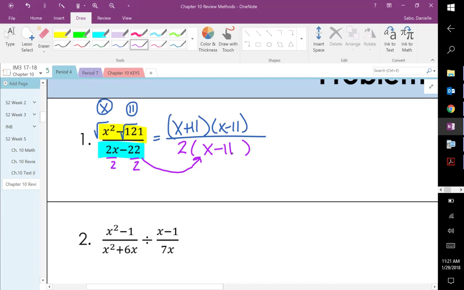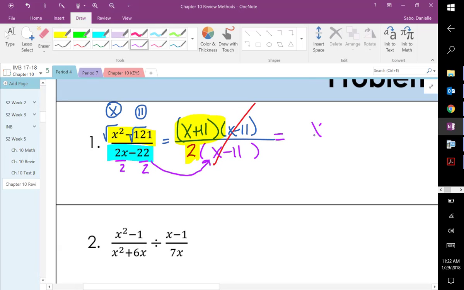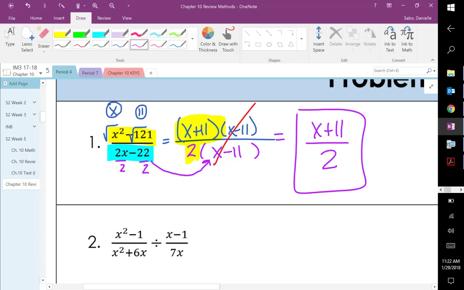Okay, there's a reason why we do this, because look at that. Now we can simplify a little bit further. These cancel out, and with my highlighter, I like to highlight what's left over. I get x plus 11 all over 2. That's my final answer. So always look to see if you can factor first. If you can, great, do it. If you can't, then you just leave it alone. In this situation, both of them could factor.